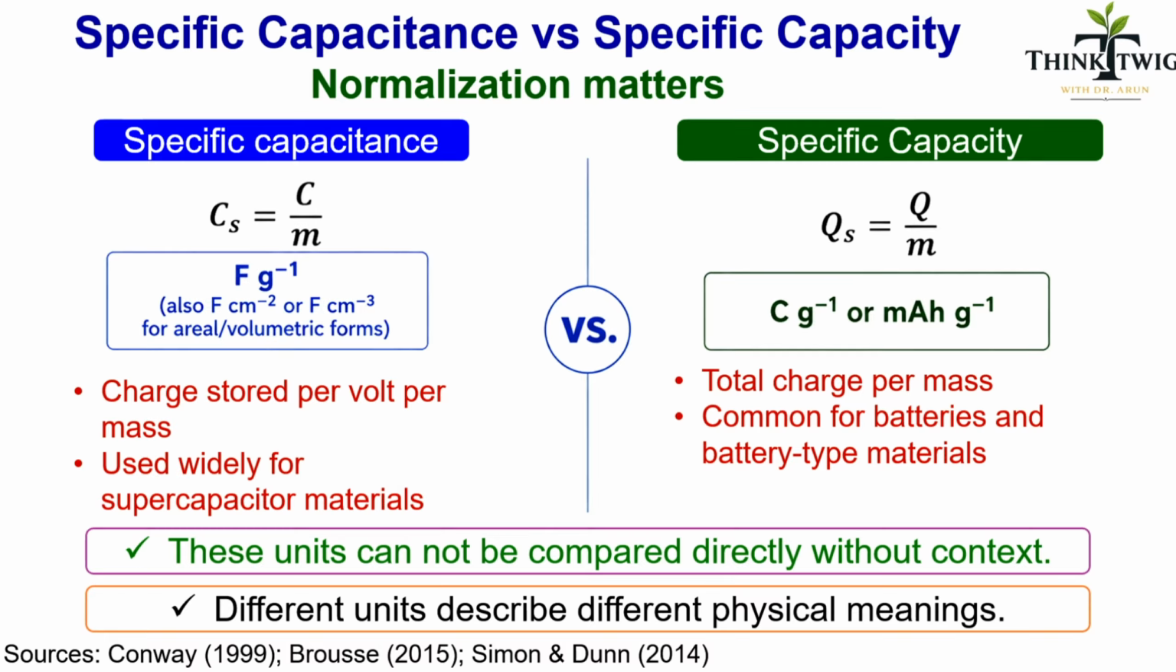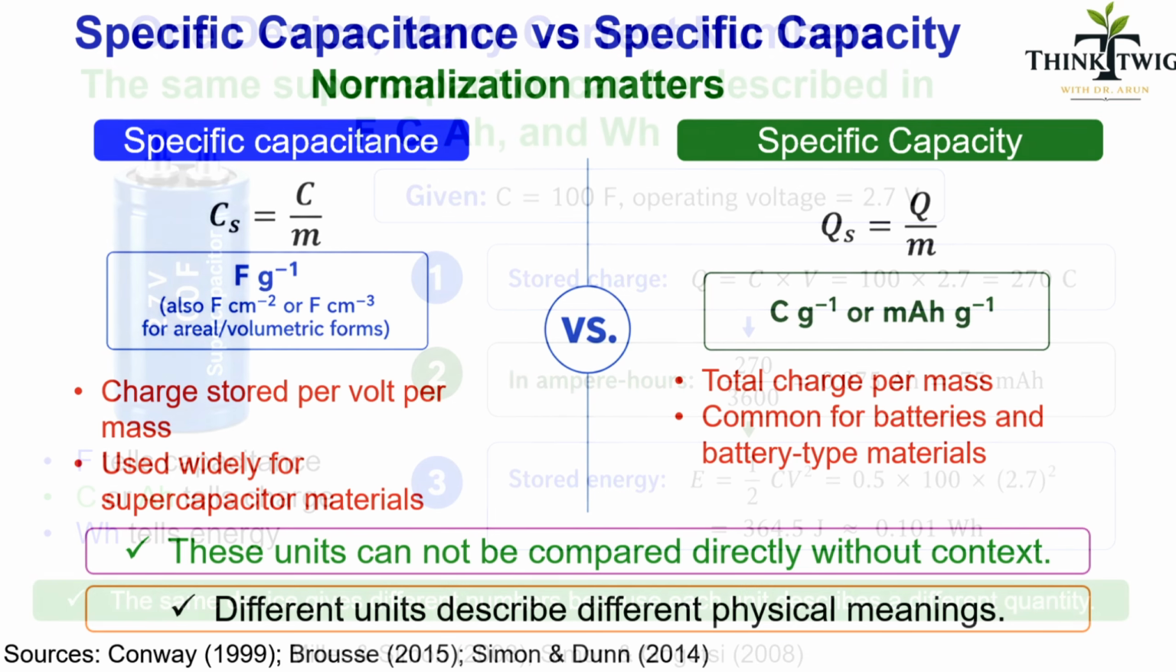While reading a paper, always check what quantity is being divided by mass. Also check which mass has been used. Is it the active material, one electrode, both electrodes, or the complete device? That small detail can change the reported value. So before comparing two numbers, check the unit and check the mass basis. That gives a much better comparison.